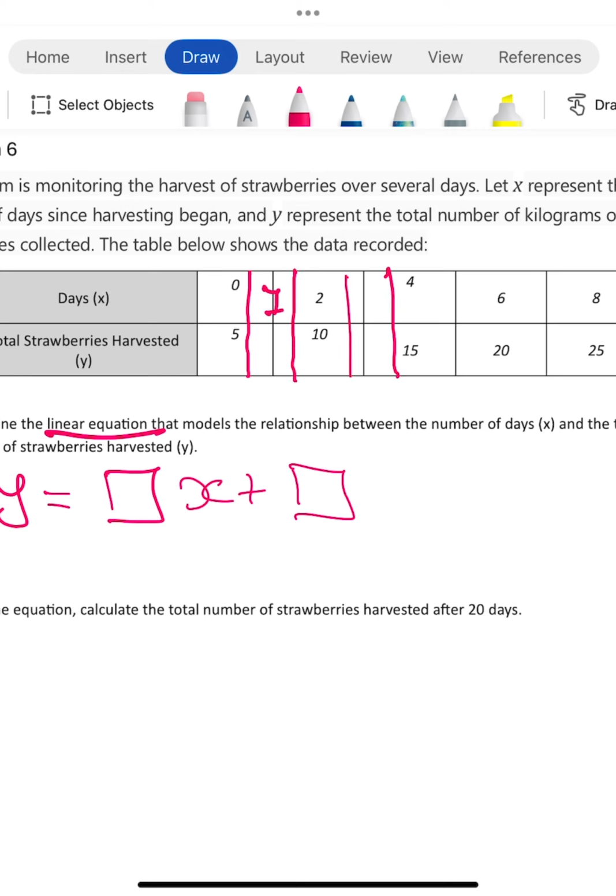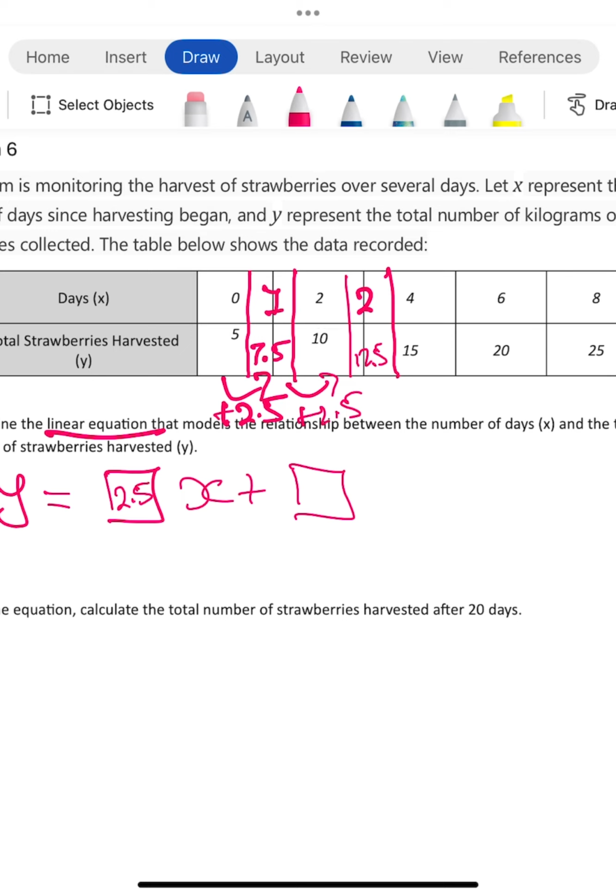So I need to know what it is when it's 1, what it is when it's 2, and so on and so forth, okay? So between 0 and 2, halfway is 1, so what would be halfway between 5 and 10? That would be 7.5. Same here, that would be, not 10.5, that would be 12.5 in here. So what are we going up by each time? We're going up by 2.5. So that's going to be what goes in this box here, 2.5.